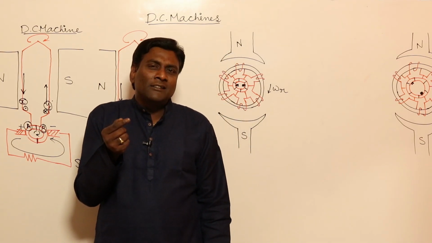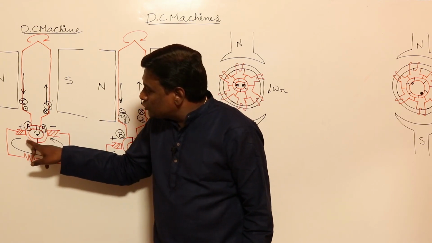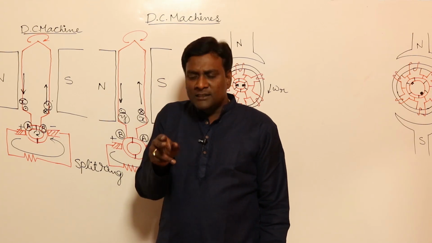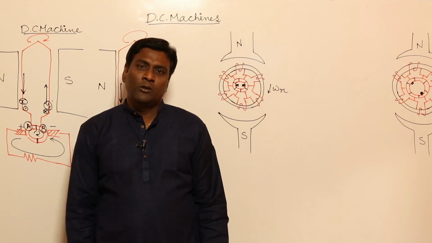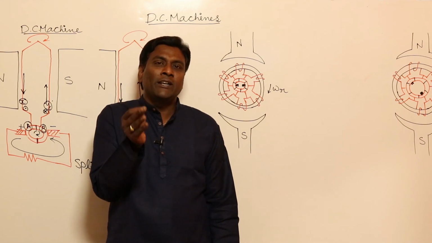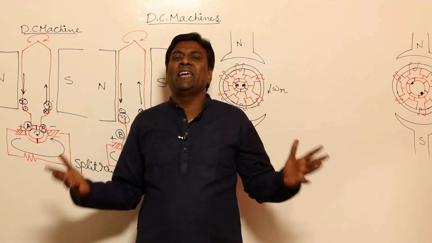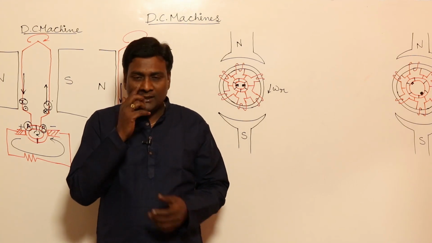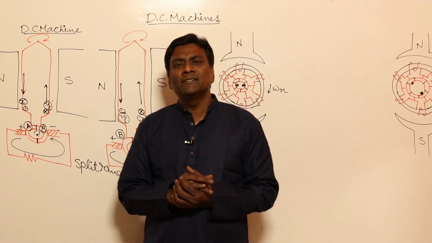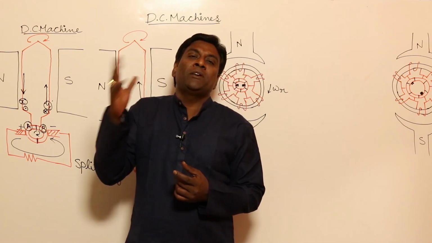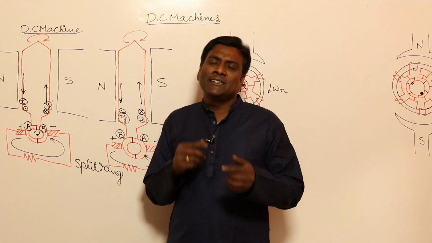The moment dielectric strength around the commutator is reduced, what has to be done? Across adjacent commutator segments, we cannot maintain more than 20-25 volts. So if the voltage across each commutator segment cannot exceed 20-25 volts, then automatically the output voltage cannot be in kilovolts. For example, for an alternator, the output voltage is roughly 11 kV, but 11 kV is impossible in a DC machine because of the commutator and air ionization.